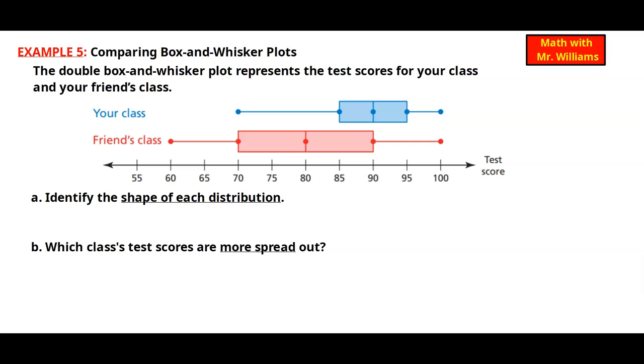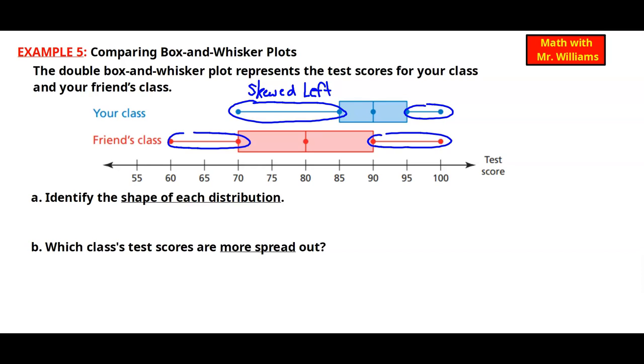Okay, so for your class, the left whisker is longer than the right whisker, showing that most of the data is going to be on the right side of the plot. So the distribution for your class is skewed left. Now your friend's class, the whisker lengths are equal, and the median is in the middle of the plot. So the distribution for your friend's class is symmetric.